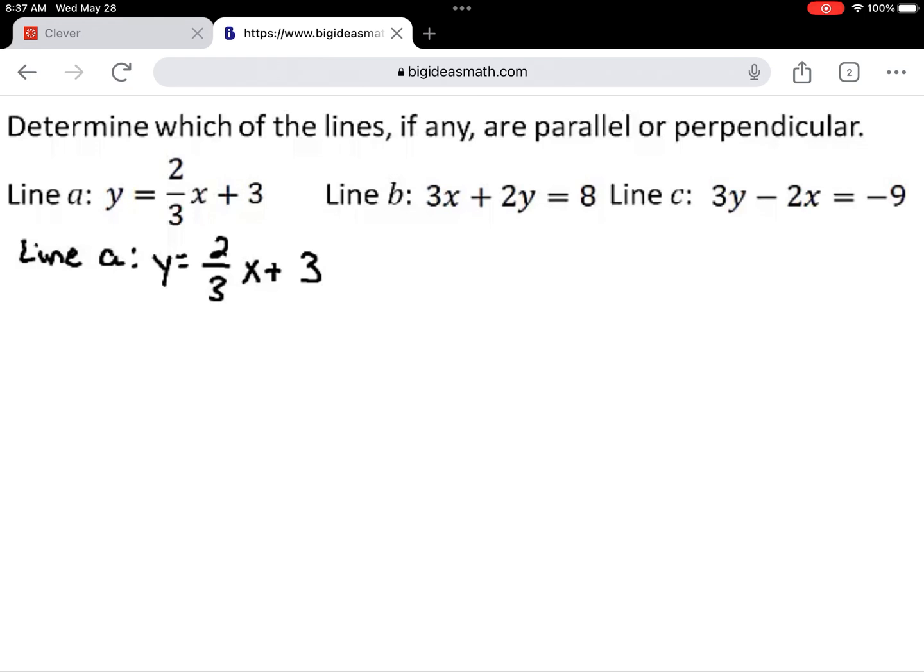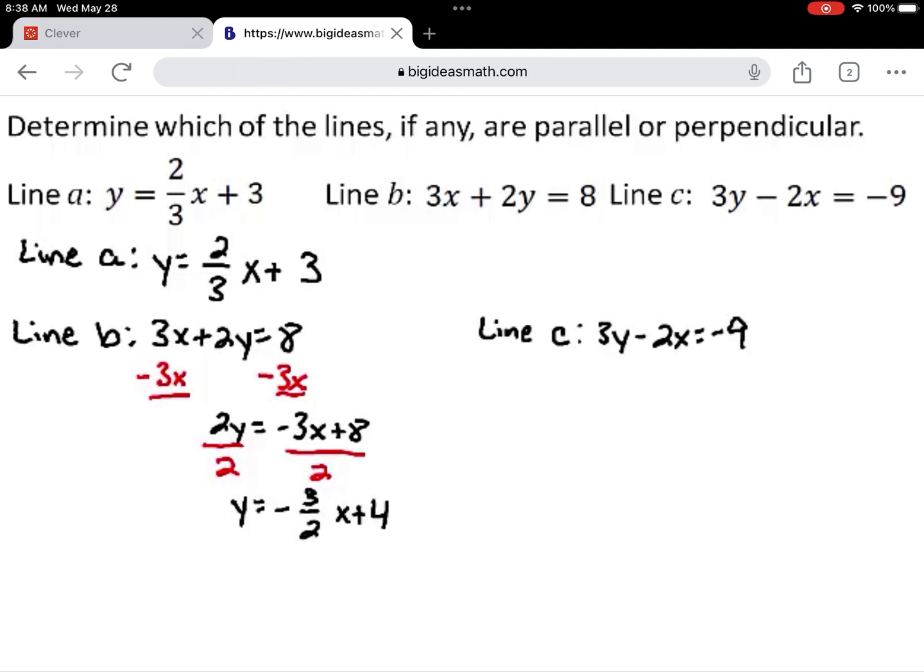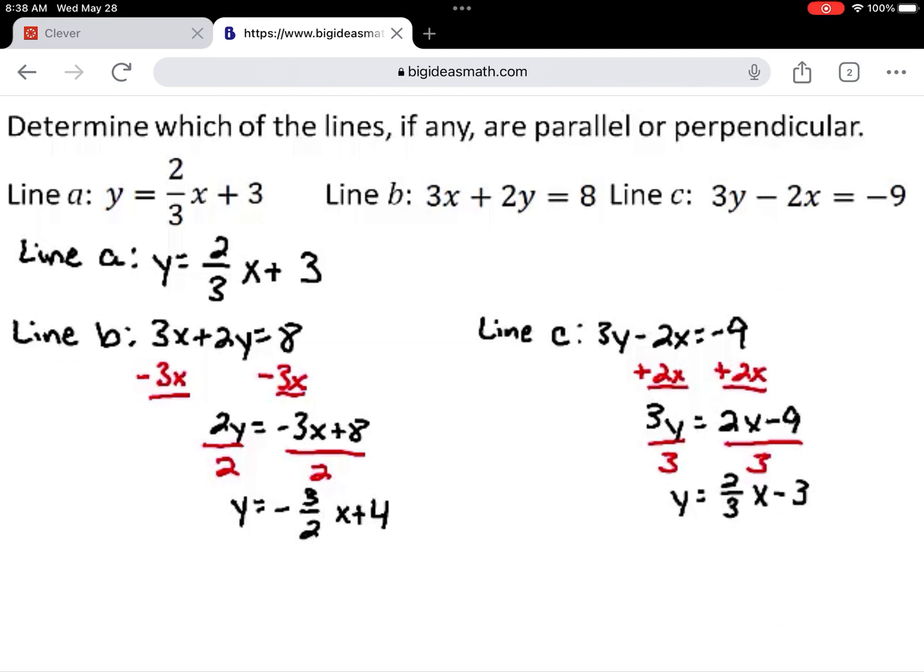To write the equation of line B in slope-intercept form, first subtract 3x from each side, giving you 2y equals negative 3x plus 8. Then divide each side by 2, leaving you with y equals negative 3 halves x plus 4. To write the equation of line C in slope-intercept form, first add 2x to each side, giving you 3y equals 2x minus 9. Then divide each side by 3, leaving you with y equals 2/3 x minus 3.